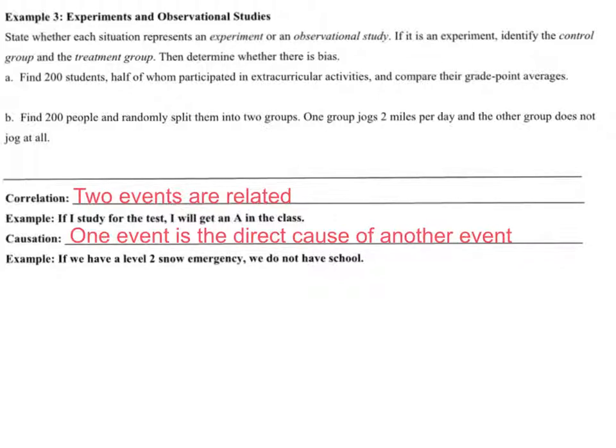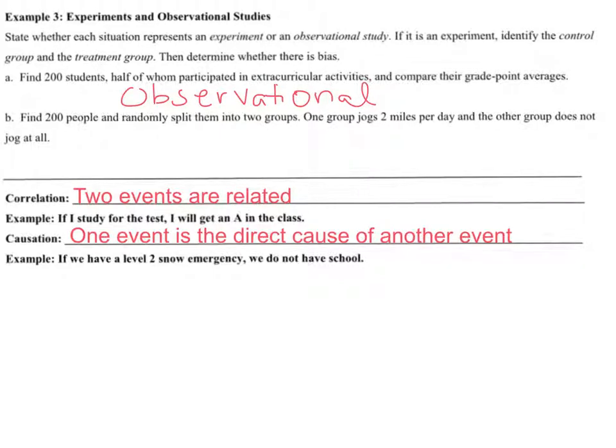So in example A, it says that we're going to find 200 students, half of whom participated in extracurricular activities, and then we're going to compare their grade point averages. In this case, this is just an observational study because we're not actually doing anything to the students. We're just taking information about them and looking if there's a difference. So we're just observing. We're not actually doing any type of experiment.